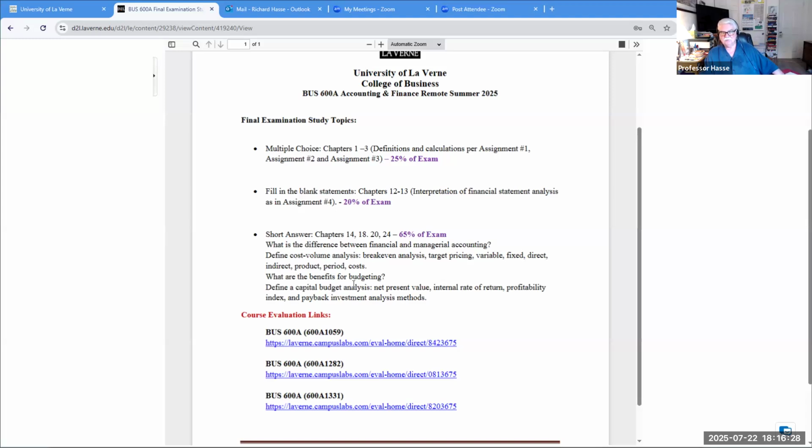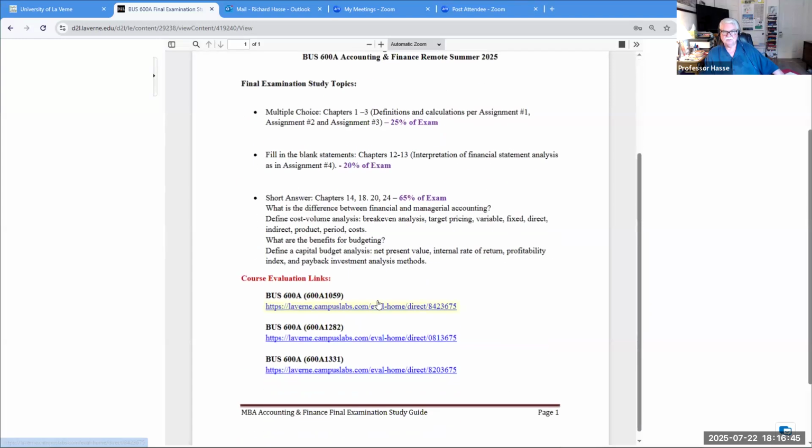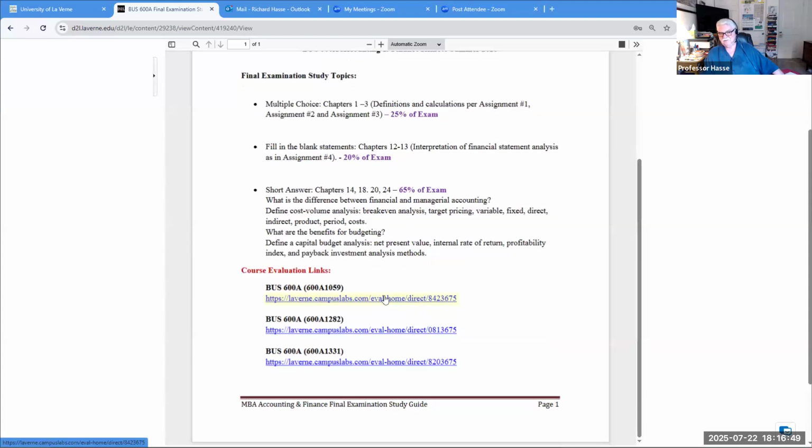And that's the purpose of this course, why it's called Accounting and Finance. It all serves a purpose of providing management information for a company to become efficient and provide adequate return to their investors. And finally, in this final examination study guide is the course evaluation links.